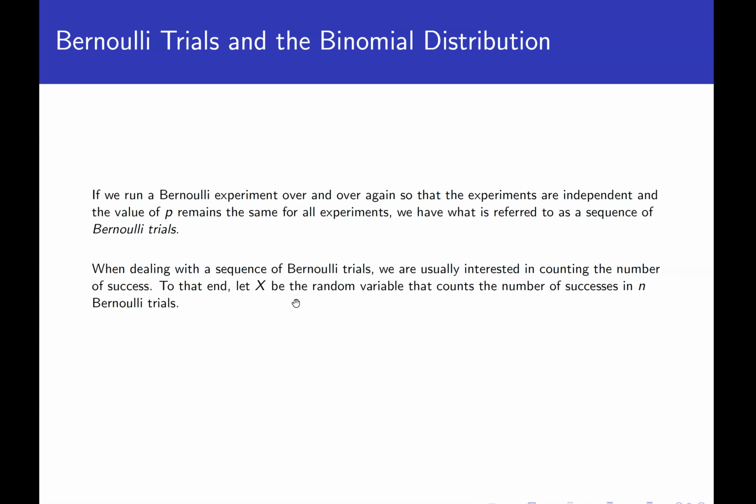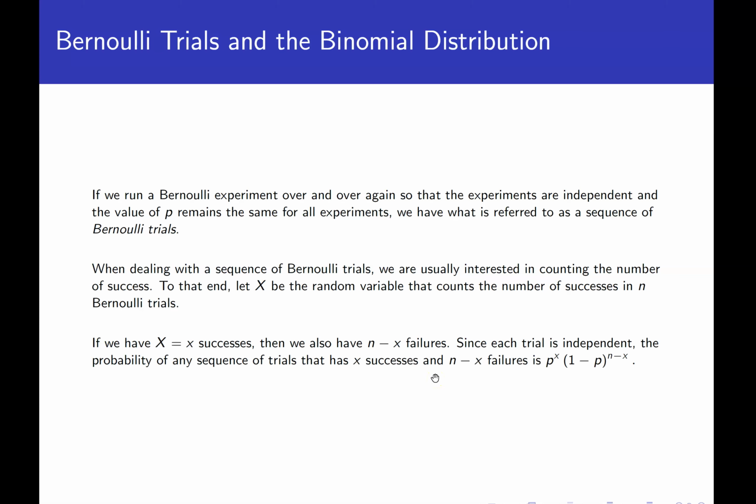All right, so to that end, let's say we have a random variable that counts the number of successes in n Bernoulli trials. Remember, capital X takes on some value little x. If we have little x successes, then we also have n minus x failures. They're all independent, so we can calculate probabilities by multiplication. If we have x successes and the probability of any success is p, the probability of having x successes is p to the x.